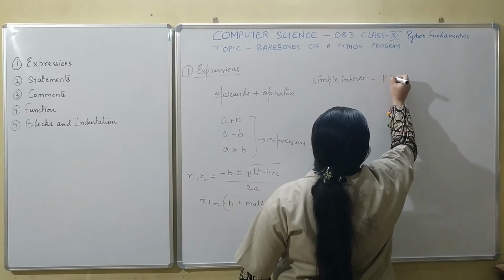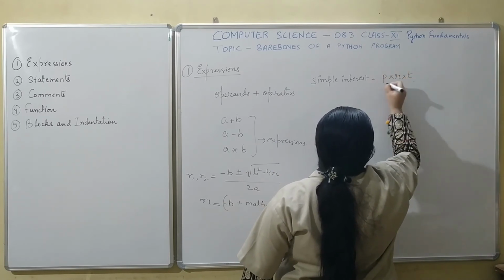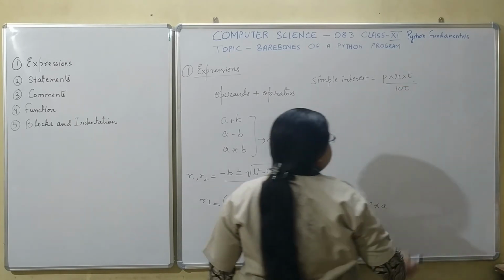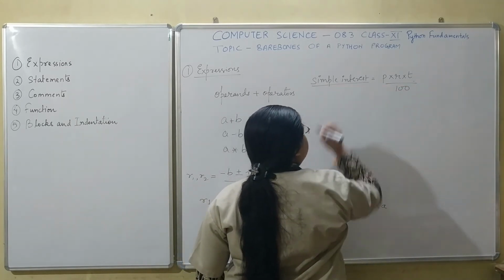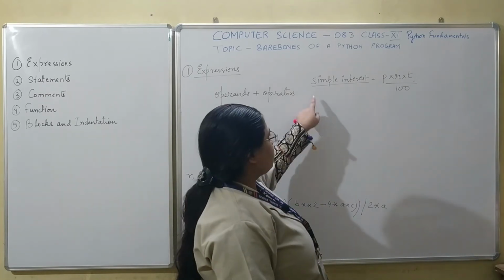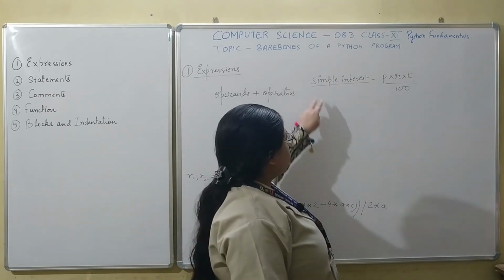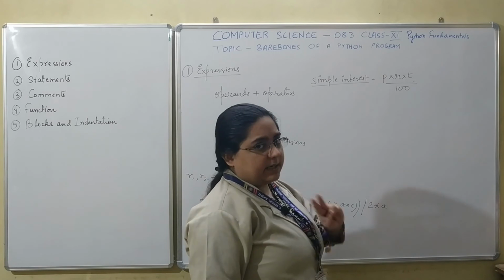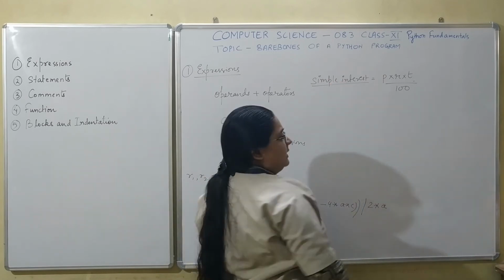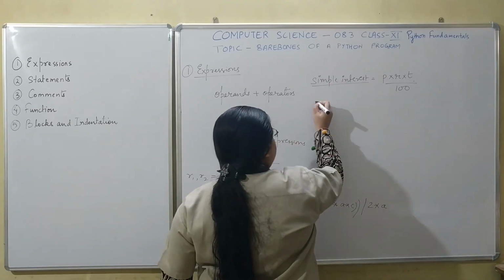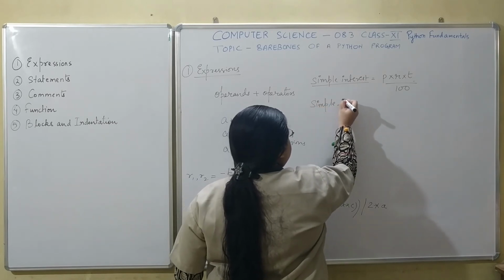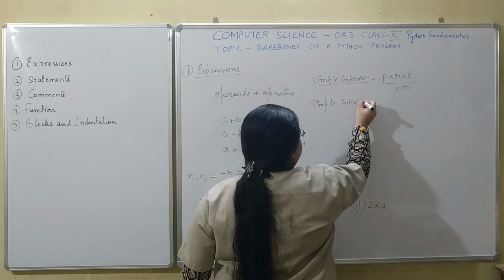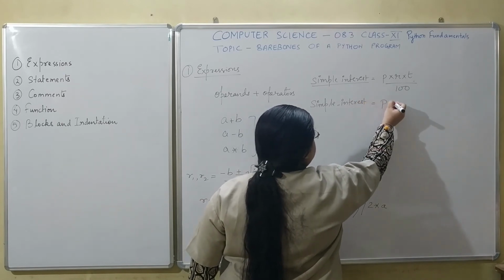P into R into T divided by 100. So in case of Python, how would we do that? We have to create an identifier which will be used for storing simple interest. Now this simple interest cannot be considered as identifier because there is a space in between. So we can create an identifier which can be something like this.